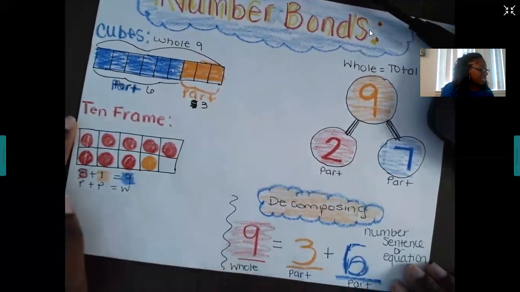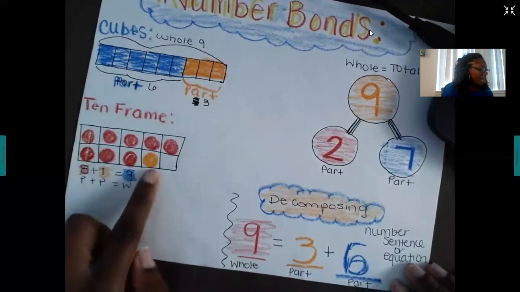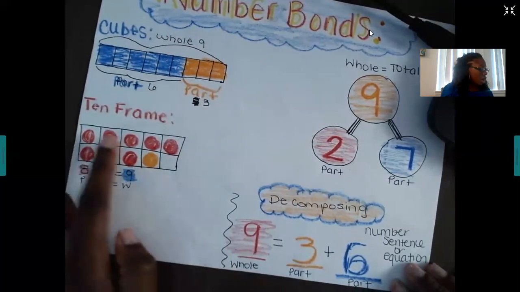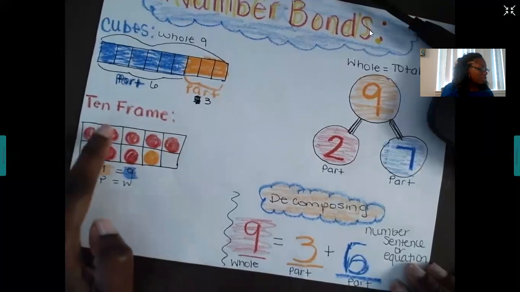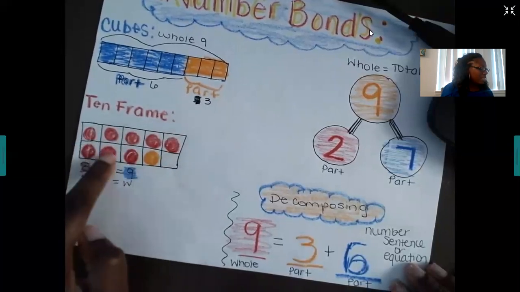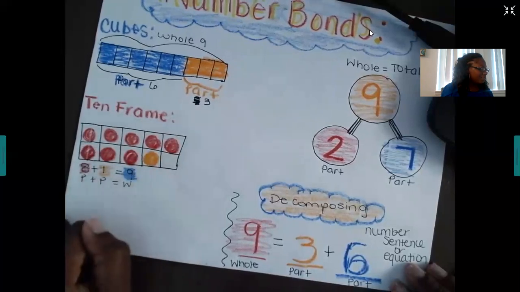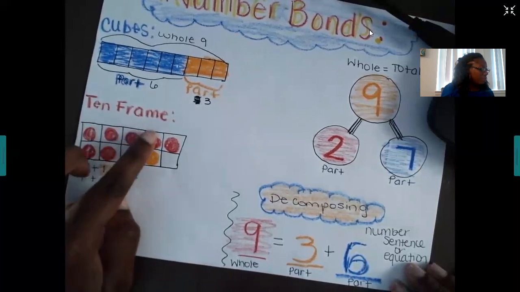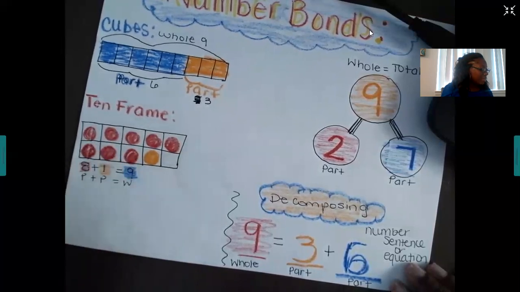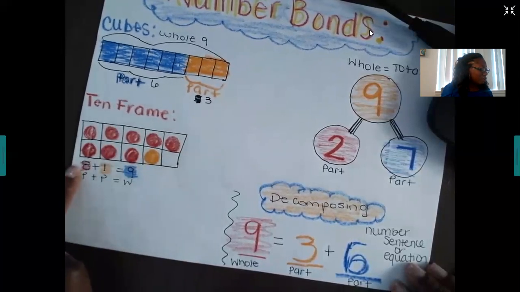Now let's look at another example and look at our 10 frame. In my 10 frame, I have put 9 dots for my whole. I have a whole of 9 dots. 1, 2, 3, 4, 5, 6, 7, 8, 9. Part of my dots I've circled red. That first part would be 1, 2, 3, 4, 5, 6, 7, 8. So I put 8 there for my first part.